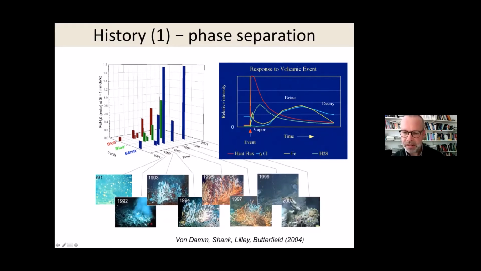You can see this here. This is chlorine, and you see the chlorine concentrations were very low. And then after a number of years, they came up. So vapor-rich fluid was venting early, and then it turned into a briny fluid later on.